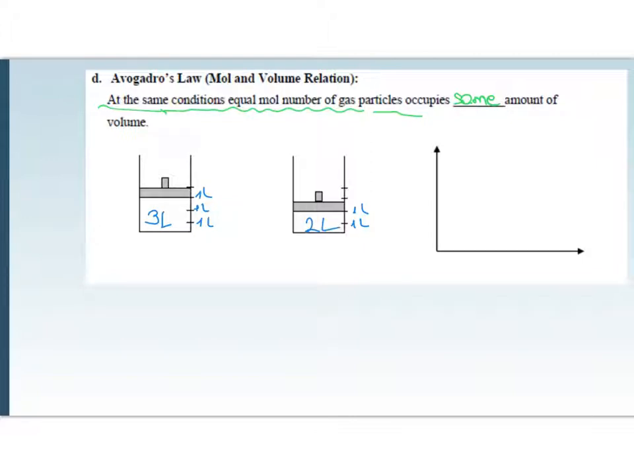Let's say the first mole number is 6 mole. So what should this one be? If they have a direct ratio, and this is 6 mole, this should be 4 mole. So what kind of graph would they have? This is mole, this is volume. If there is no gas, there's not going to be volume occupied. So it goes like this, starting from 0, and directly increases like this.